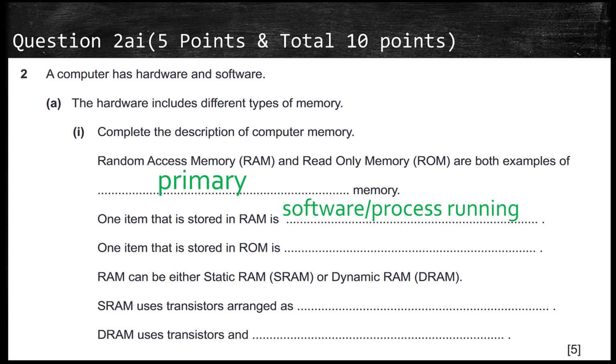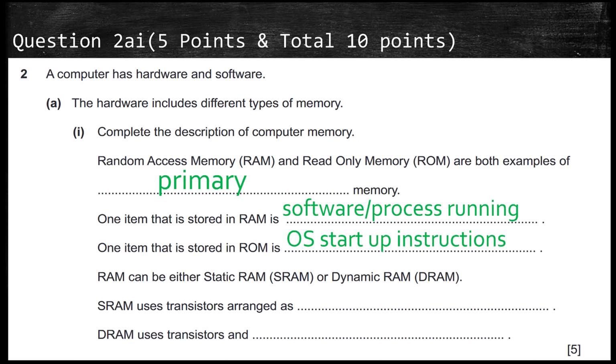Something else that's also stored in the RAM could be any software or data that we're currently using. One item that's stored in ROM is the operating system startup instructions. We call that the boot instructions. You can also put the BIOS, which is the basic input output system, that is also stored in ROM.